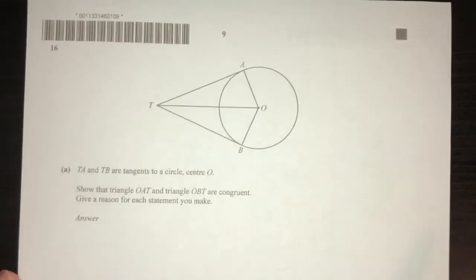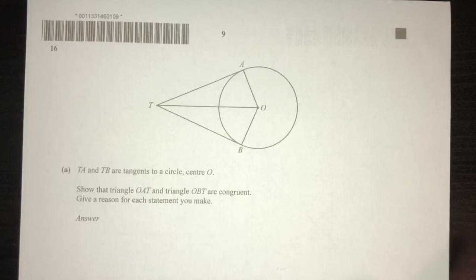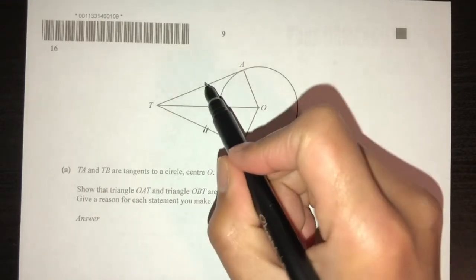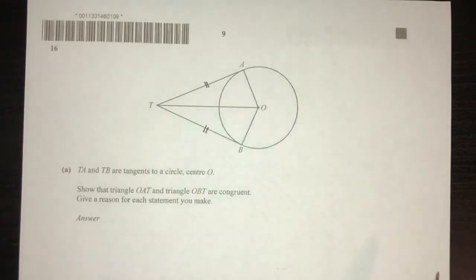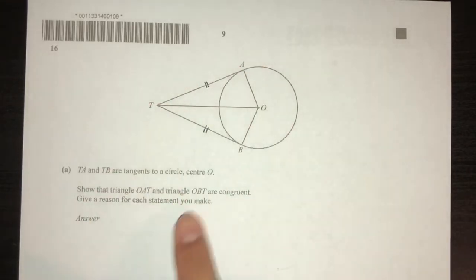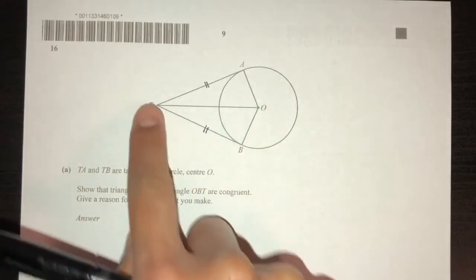Let's move on to question 16. So here we have TA and TB are tangents to a circle. Now given that they are tangents to the same circle, we know that they must be the same length. Okay. Now we have to show that the triangle OAT and triangle OBT are congruent.